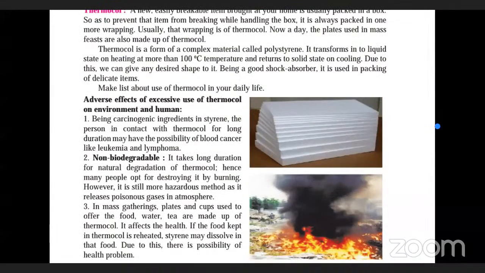Okay, so because of so much harmful effects of thermocol, we need to stop the usage of such thermocol articles, because it is harmful not only to us but also to the environment. So we need to think about some alternatives, means using some different things in place of thermocol.